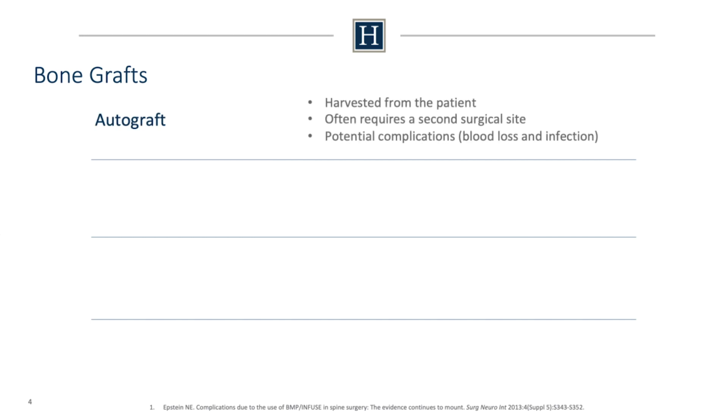Autograft is considered a gold standard and contains all the essential elements to support bone growth. It's harvested from the patient and often requires a second surgery site. This can lead to potential complications, including blood loss and infection.